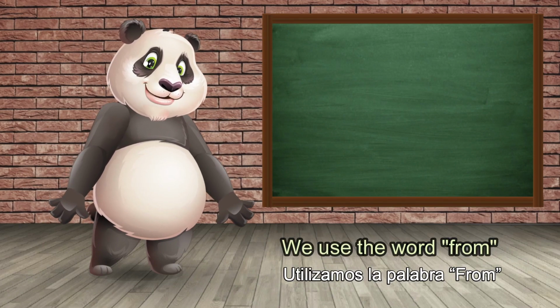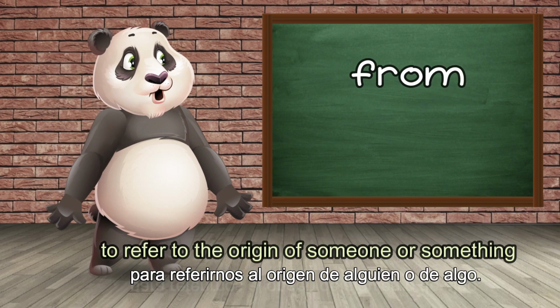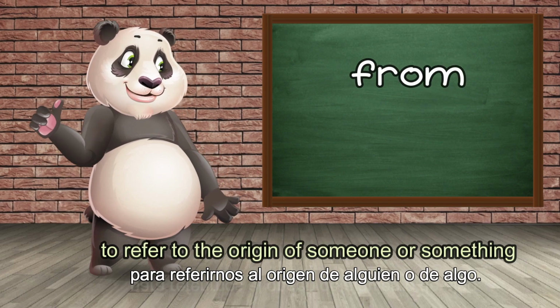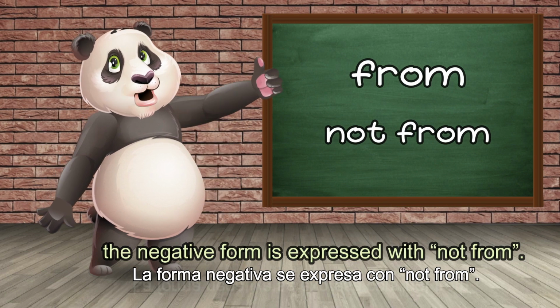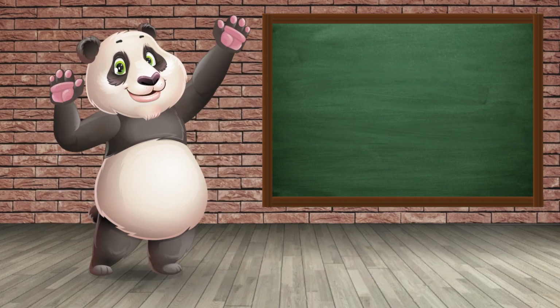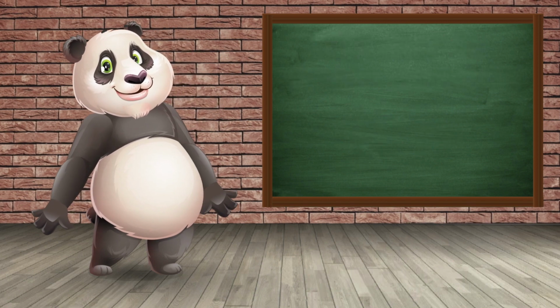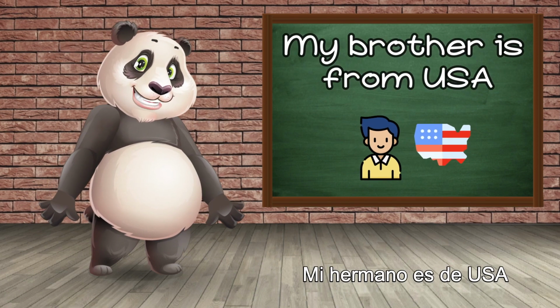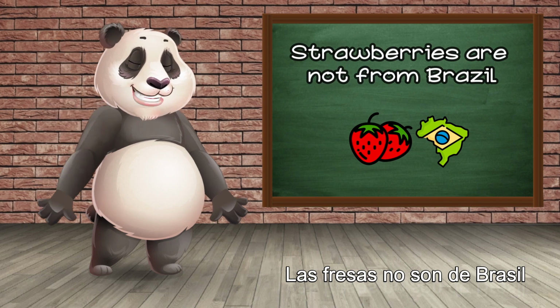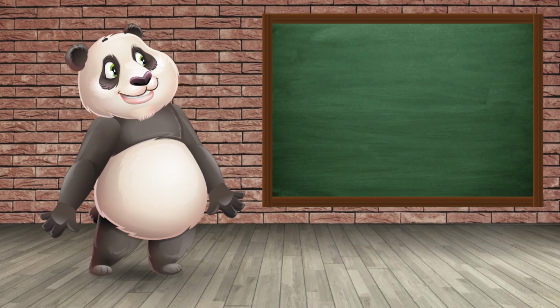We use the word "from" to refer to the origin of someone or something. The negative form is expressed with "not from." For example, my dad is from Canada. My brother is from the USA. Strawberries are not from Brazil.